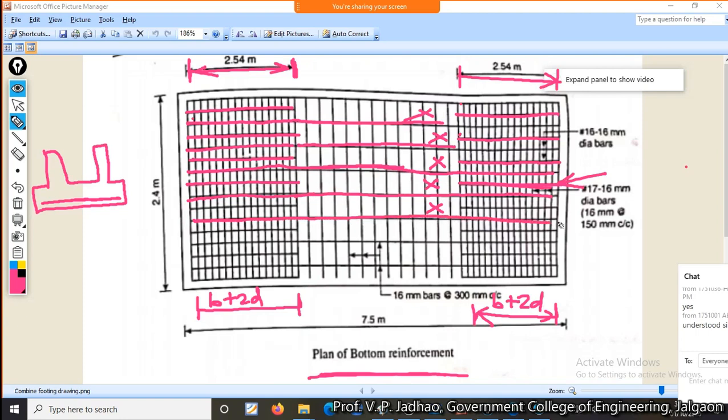Okay, any problem in this bottom face reinforcement?